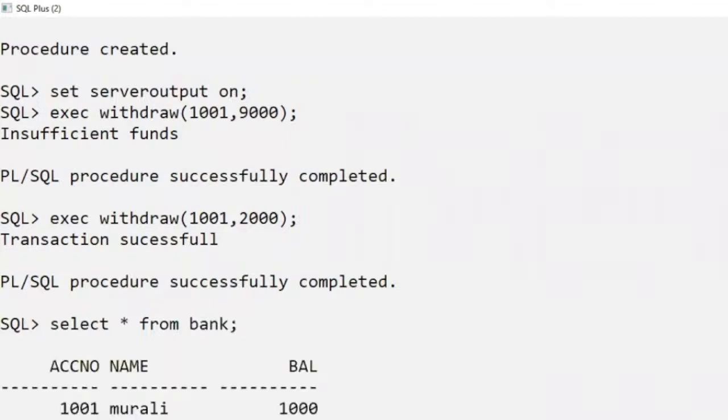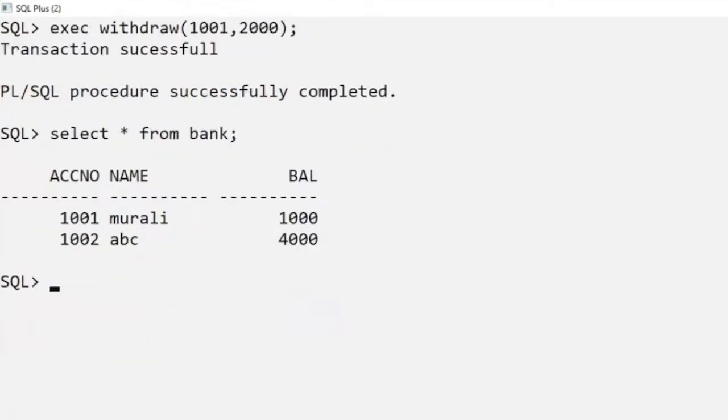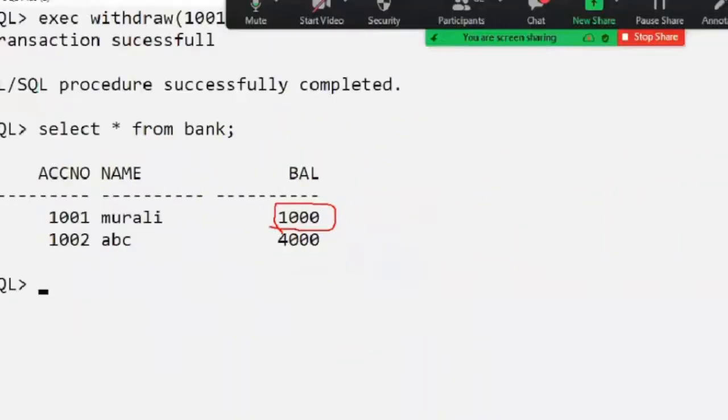Now check it out. In a previous case, the balance is 3,000 rupees. If I try to withdraw 2,000 rupees, then automatically the remaining balance is 1,000 rupees, right? How is that possible?